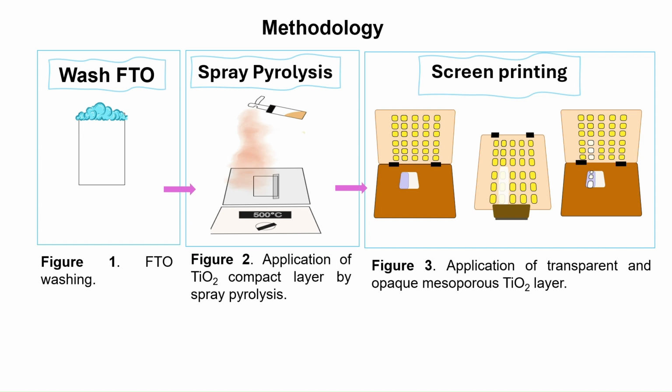Then the transparent and opaque layers that make up the mesoporous layer are deposited by screen printing technique. The transparent layer is deposited first, which provides the surface on which the CdS quantum dots generated by the SILAR method will grow. Then the opaque layer is deposited. This layer serves as a tool for the dispersion of the light passing through the transparent layer. This dispersion is beneficial because it will increase the possibility that the incident light is absorbed by the sensitizer.